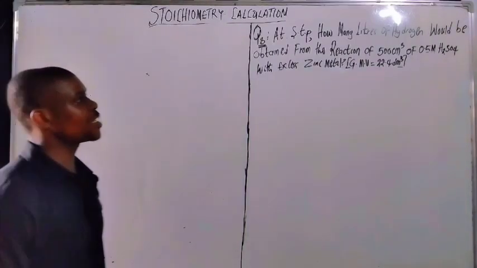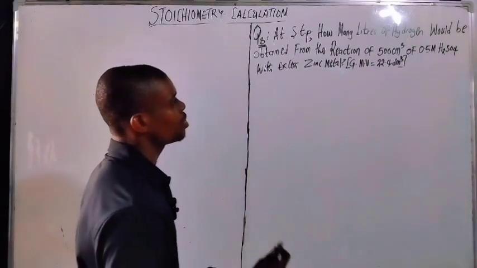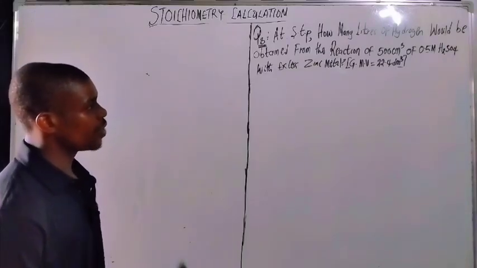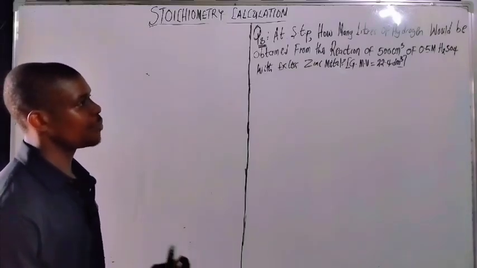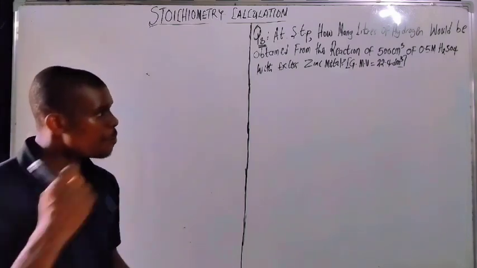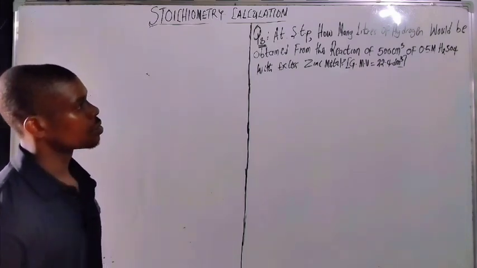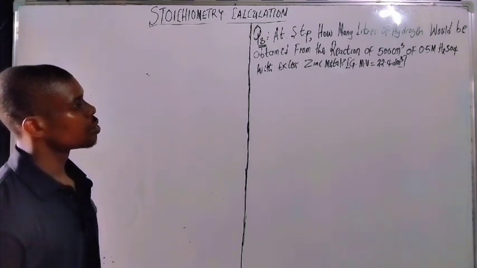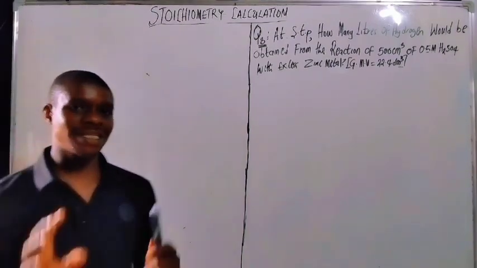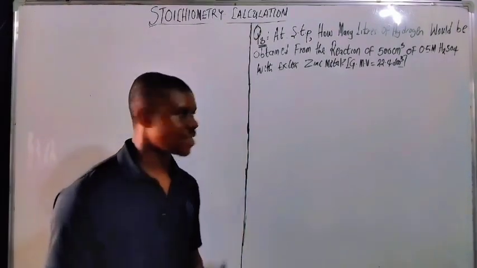So at STP, how many liters of hydrogen will be obtained from the reaction of 500 cm3 of 0.5 M H2SO4 with excess metal? Now it's very easy. This particular one is very, very easy. Solution.